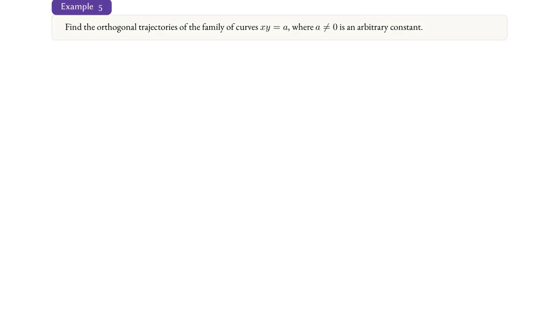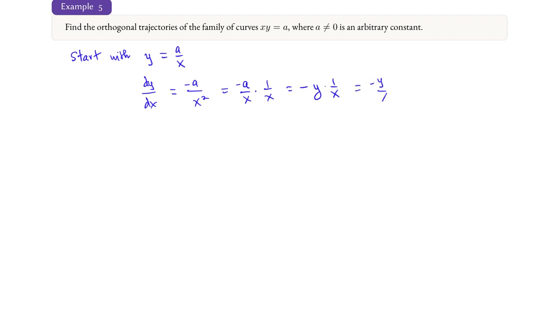For example, find the orthogonal trajectories of the family of curves x times y equals a, where a is not 0 and an arbitrary constant. We first start with y equals a over x, so we isolate y. And since we are looking for the orthogonal trajectories, we have to find the derivative, which is the slope of the tangent line. The derivative is -a over x squared, which we can separate and write as -a over x times 1 over x, which is -y times 1 over x, or -y over x.